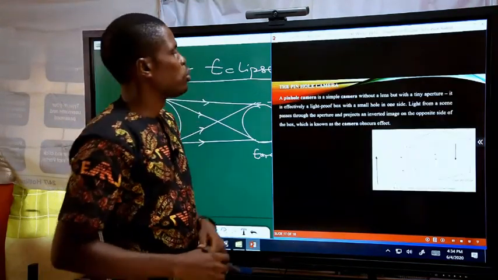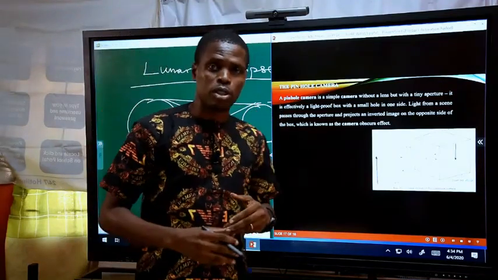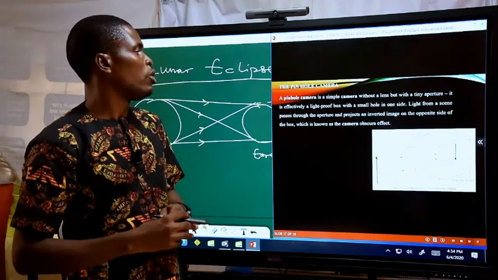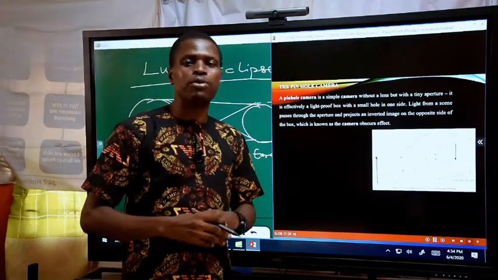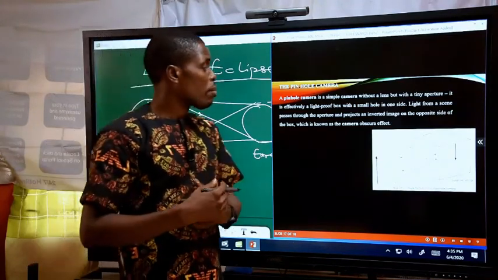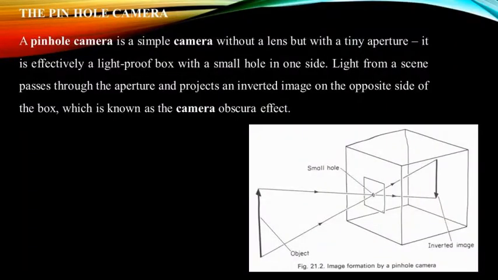So apart from those two effects, solar and lunar eclipse, we also look at what we consider as the ancient form of camera, the cameras that were used even while modern technology had not been in existence. What we call the pinhole camera. The pinhole camera is a simple camera without a lens, but with a tiny aperture. It is effectively a light-proof box with a small hole in one side.